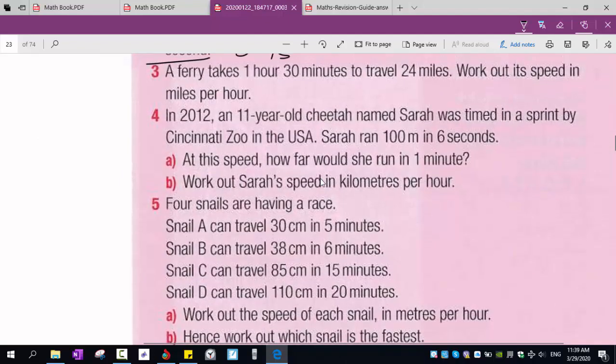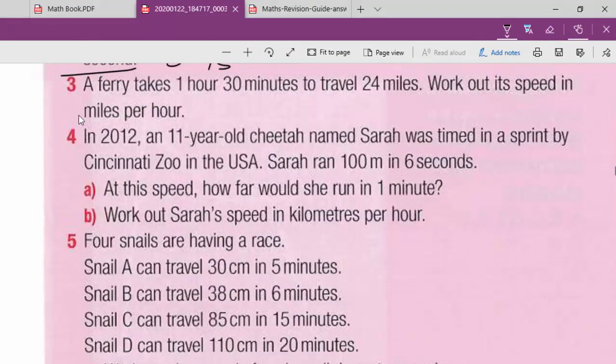Question 3. A ferry takes 1 hour 30 minutes to travel. This is an important question.